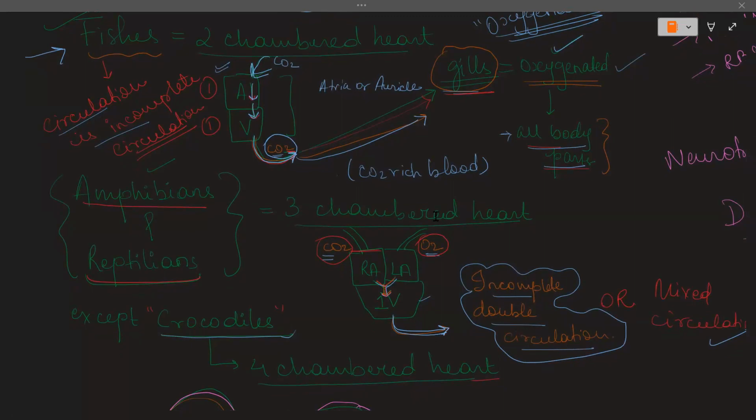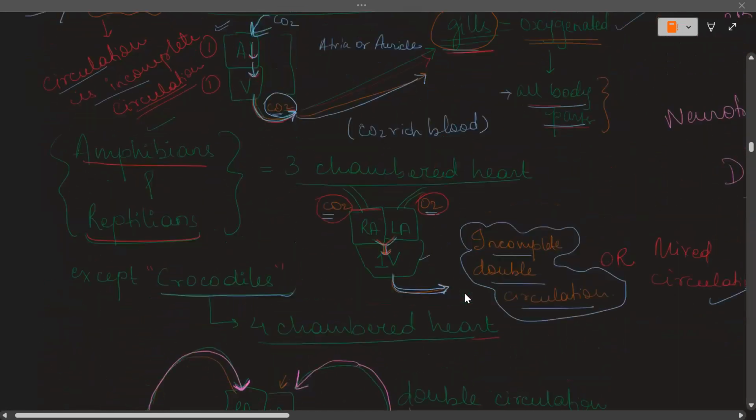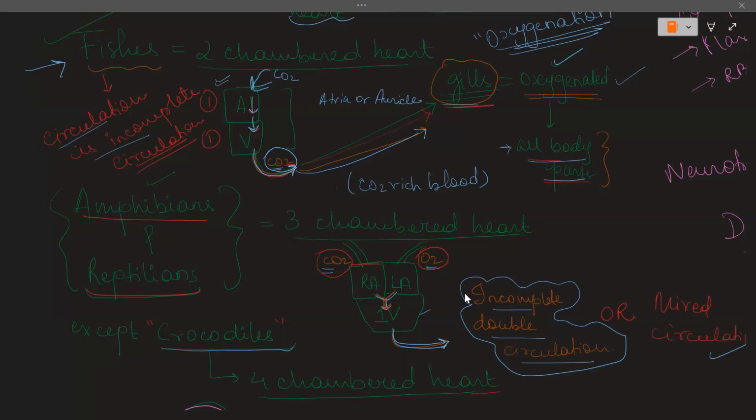Yes, ma'am. Okay, do you people have any doubts up until now? You've understood how the transportation happens in fishes, amphibians, and reptiles? Yes, ma'am. All right, very good. Now, let's just keep it till here only. In the next class, we'll begin with how circulation happens in humans, all the mammals. Up until now, do you have any doubts? No, ma'am.